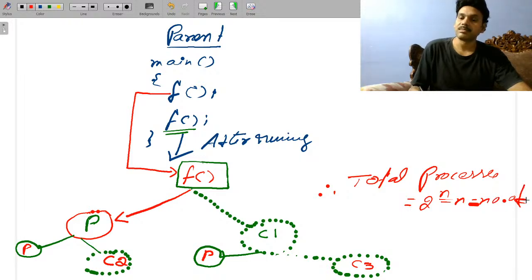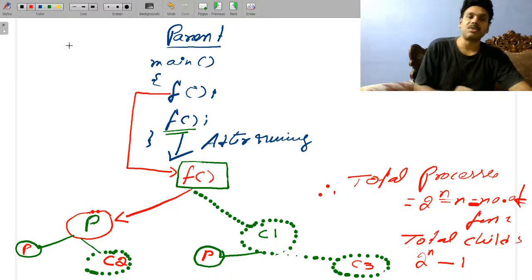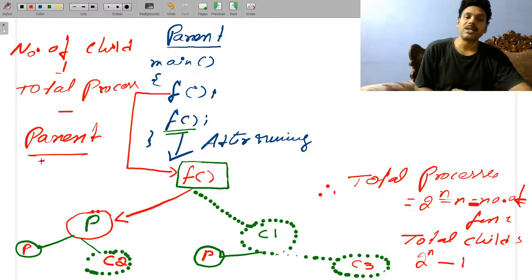Observe carefully. And how many children can you say? You can formalize it like this: the number of children is total processes minus your one parent. So I can write 2 power n minus 1. The number of child processes is total processes minus the parent. So don't say that there are three parents. 4 minus 1, you will understand that you will get three child processes.